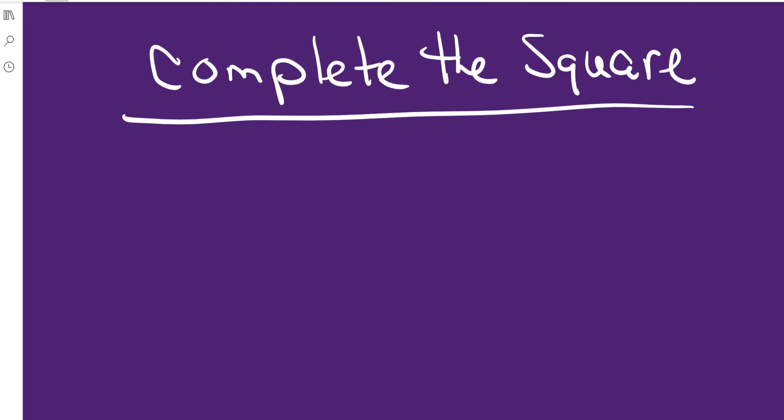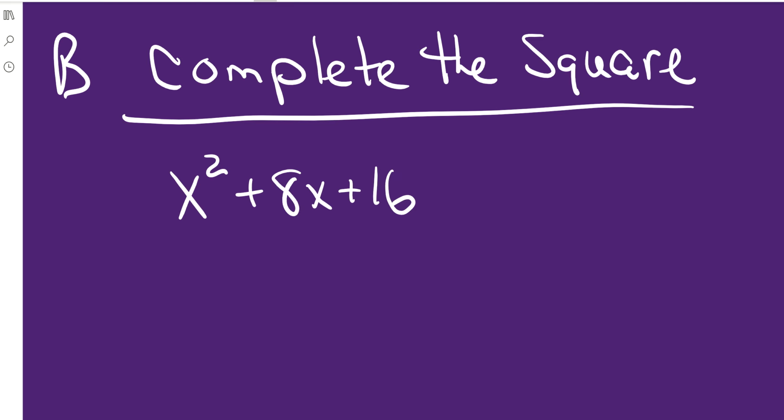Okay, here is our next section of objective B, where we're going to learn how to complete the square, dealing with trinomials. First of all, x squared plus 8x plus 16. These are perfect square trinomials, because I'm going to write down a couple more. x squared, how about minus 10x plus 25.